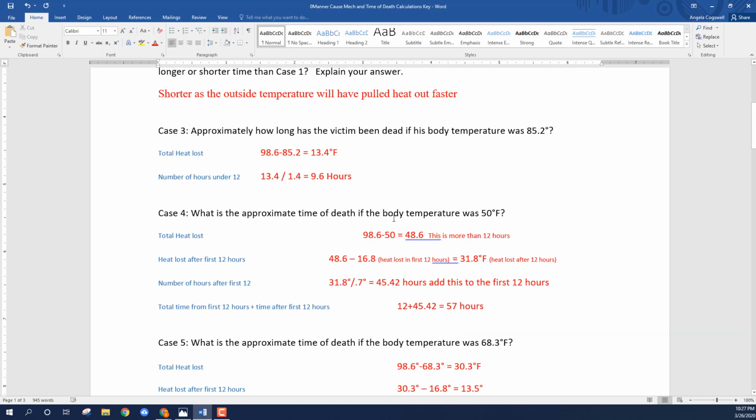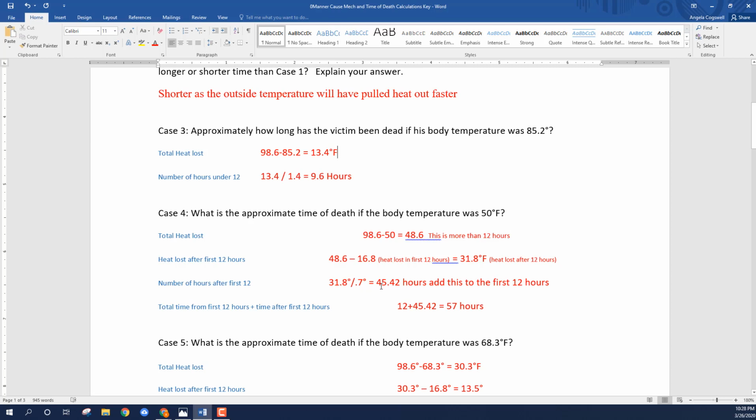Question number 4. It gets a little bit more complicated here because this person has been dead for a long time. We calculate their total heat loss if their body temp is 50 degrees and figure out that they've lost 48.6 degrees. This is way more than 12 hours, because remember, 16.8 is what you lose in the first 12 hours. We take our total heat loss and subtract out the 16.8, which is how much we lost in the first 12 hours. So we know that this person has already been dead for 12 hours. The remaining 31.8 is how much heat they lost after 12 hours. So we divide that by 0.7 degrees.